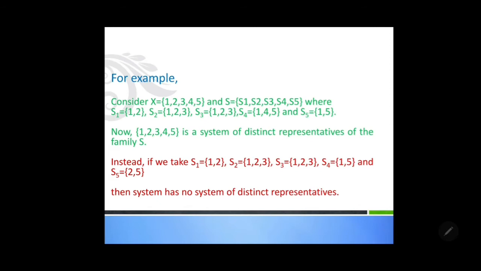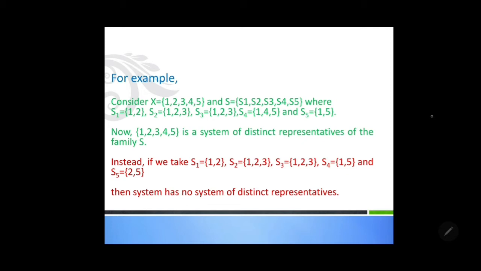For example, let X equal {1, 2, 3, 4, 5} and S equal S1, S2, S3, S4, S5, where S1 is defined as {1, 2}, S2 {1, 2, 3}, S3 {1, 2, 3} again, S4 {1, 4, 5}, S5 {1, 5}. Now, in this example, we will construct a graph and we will find that 1, 2, 3, 4, 5 is a system of distinct representatives of the family. Again, in another example, we will prove that it has no system of distinct representatives.